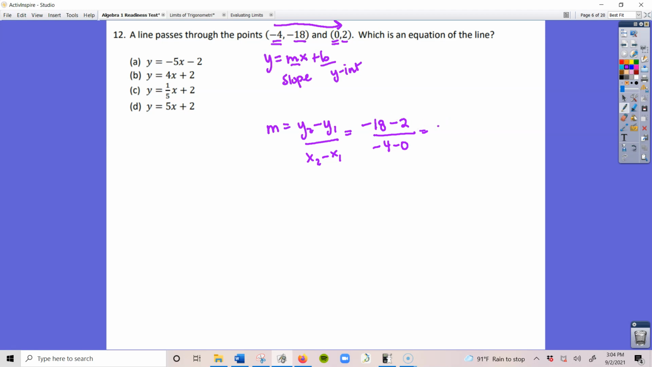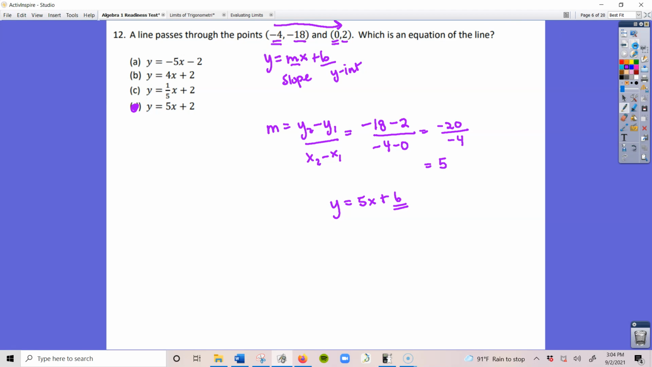-18 minus 2 is -20. -4 minus 0 is -4. So my slope, -20 divided by -4, is 5. So my equation would read y equals 5x plus b, which I don't know. But that's okay, because if you look at all of these answers, the only one that has a slope of 5 would be D.